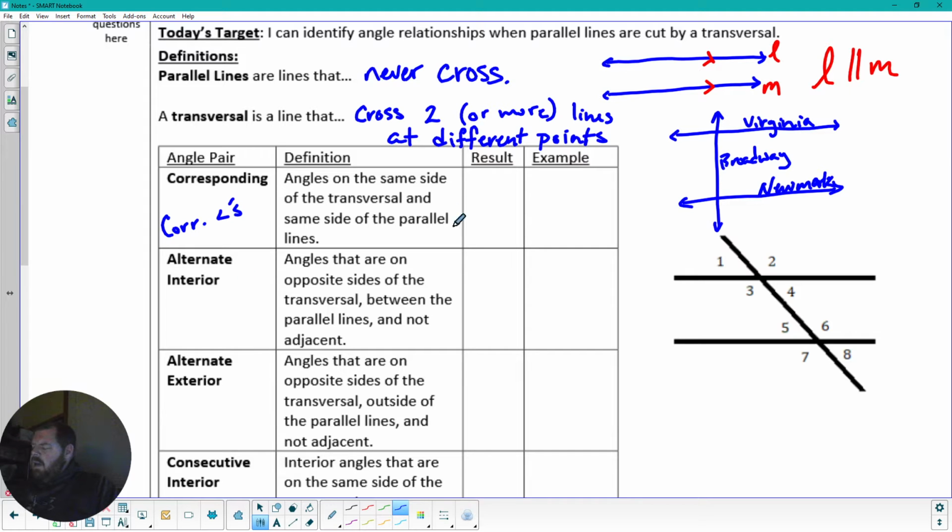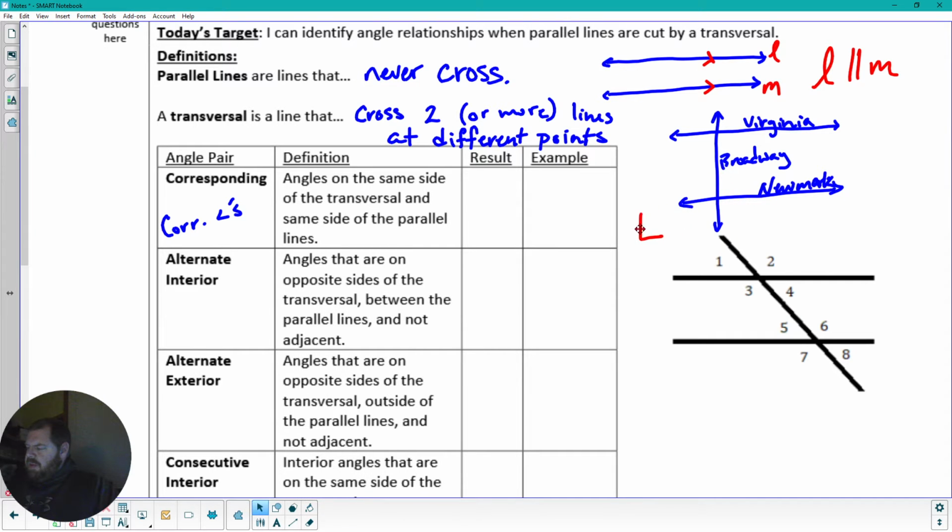Okay, and it says that they're angles that are on the same side of the transversal and the same side of the parallel lines. Realistically, if I am looking at, let's say, this angle right here, I actually want to change colors for that. If I want to look at this angle right here, I'm looking for the same relative location in the other intersection. Okay.